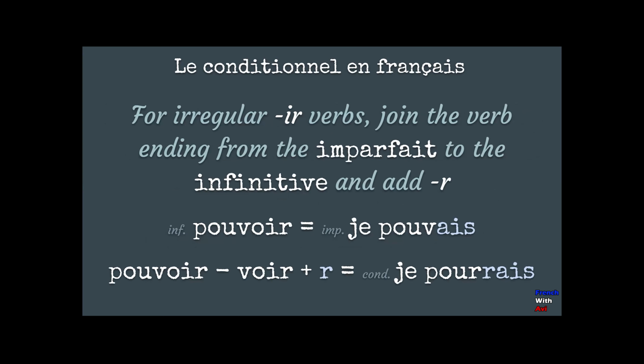For irregular IR verbs, we join the verb ending from the imparfait to the infinitive and add ra. So, for the infinitive pouvoir, and its imparfait, first person singular, je pouvais. We have pouvoir, we remove the oir and add rais to render the conditional je pourrais. Je pourrais. This can be translated as either I would be able to or I could in English.